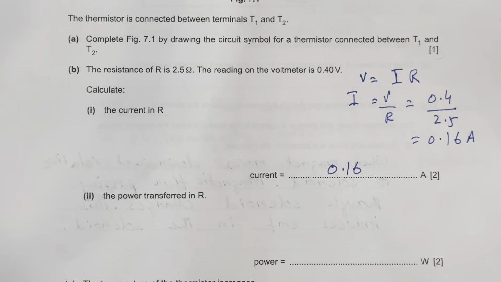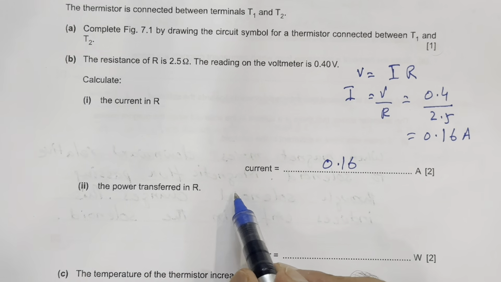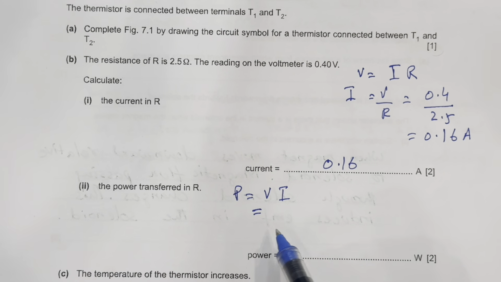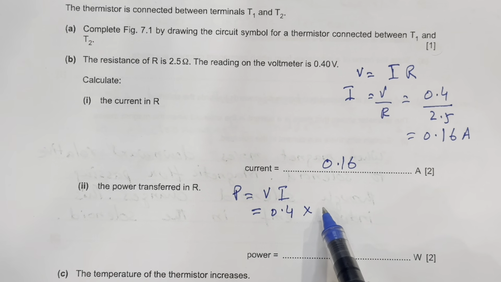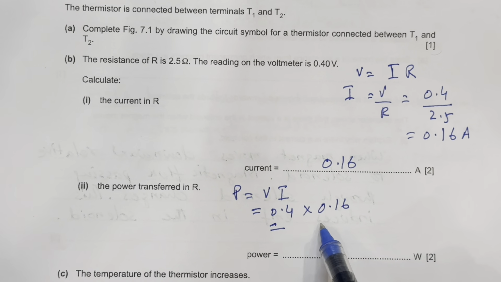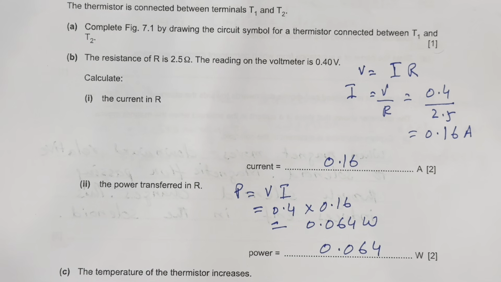Now we will move to the other part, the power transferred in R. We know that the formula for the power is P is equal to VI. We have been given the voltage, that is 0.4. We have already calculated I in the previous part, that was 0.16. After multiplying both, our answer would be 0.064 watt. So we're gonna write over here 0.064 watt.